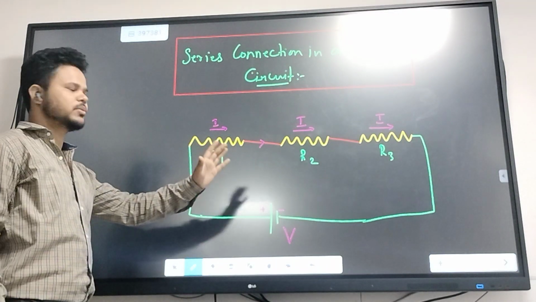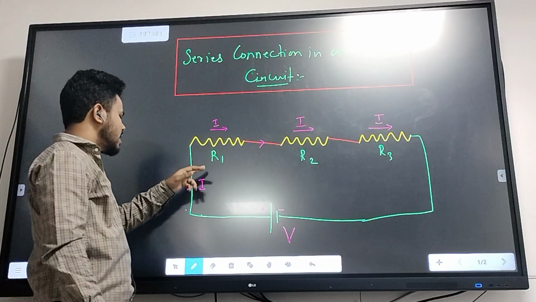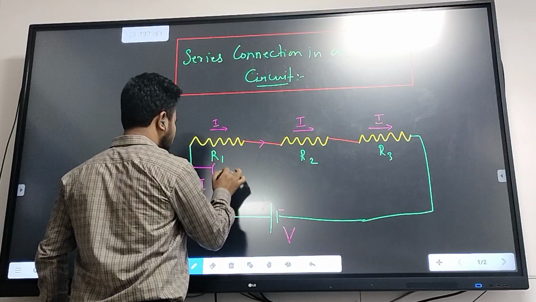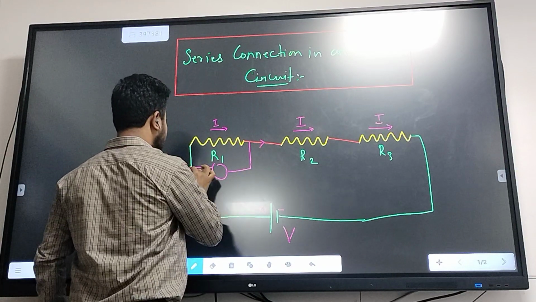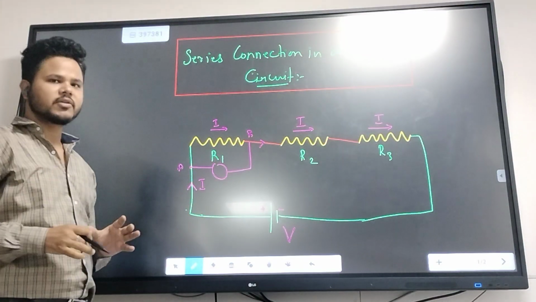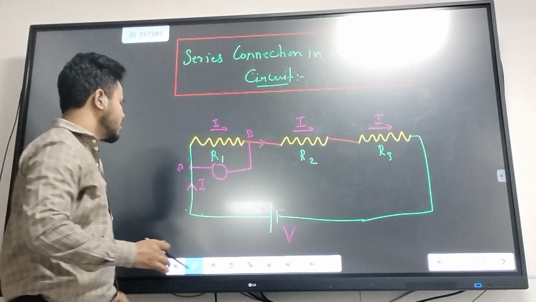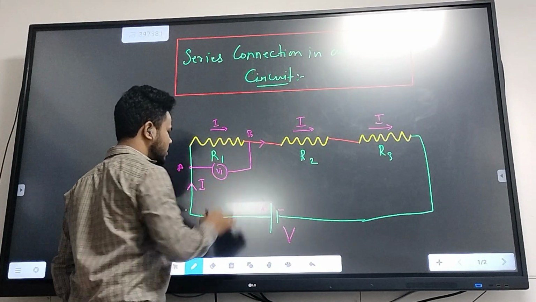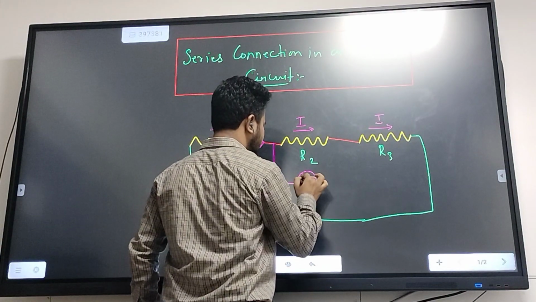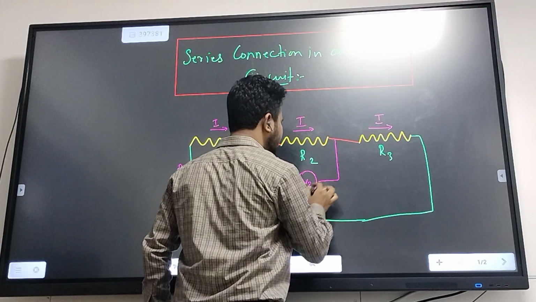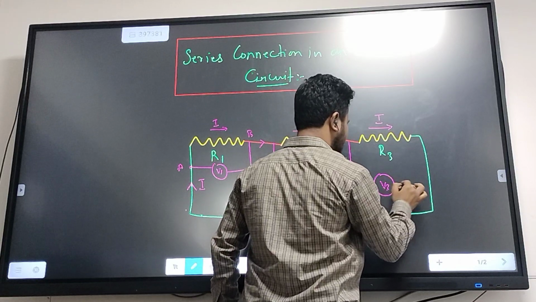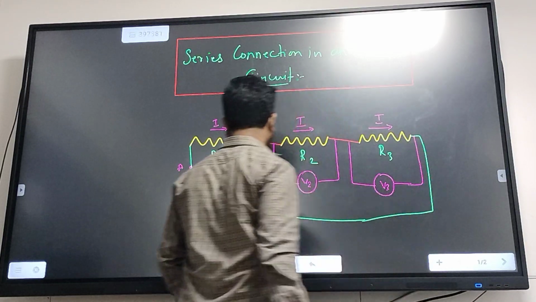That means the current is not going to be distributed, but at R1 there might be a certain potential drop. Let's name these two points A and B. Between A and B, because there is a resistance R1, it will use some amount of energy. So let's say the potential drop is V1 across R1, V2 across R2, and V3 across R3. This is how the potential will be divided.